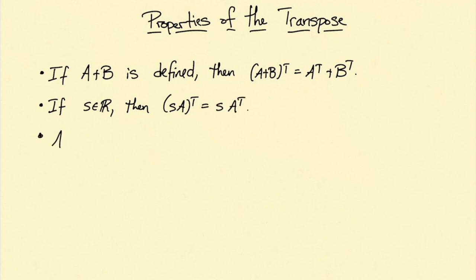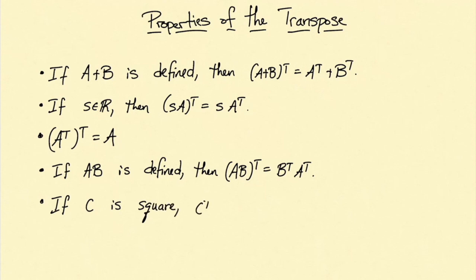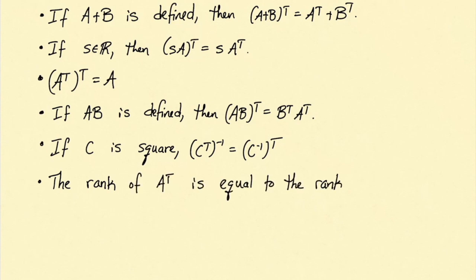The transpose of the transpose is simply A. If the product AB is defined, then the transpose of AB is B transpose times A transpose. Note here that the order of multiplication gets switched when you distribute the transpose. For a square matrix C, the inverse of the transpose of C is the transpose of the inverse. And finally, the transpose and the original matrix A both have the same rank.